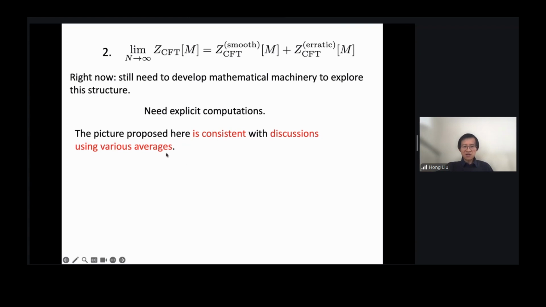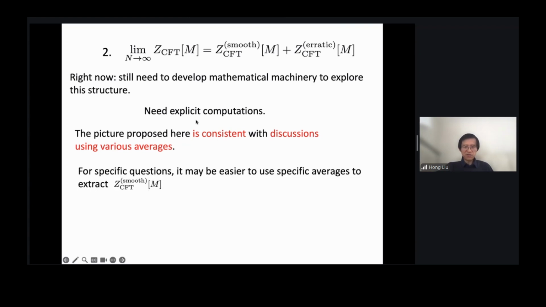So what this kind of average does is the following. For specific systems, for specific CFTs, for specific questions, it may be easier to use specific averages to extract this quantity. If I have a procedure to get rid of this erratic part for a specific problem, then I have extracted the smooth part. If you can average over your OPE coefficients to get rid of this erratic part, then that's great, and we have effectively extracted the smooth part. Similarly, you can use some other averaging procedure. So the averaging procedure itself does not have to be universal. This structure is universal and fundamental, but the averaging procedure can be used for specific systems, for specific questions. And in particular, there may exist multiple different averages to extract the same quantity.